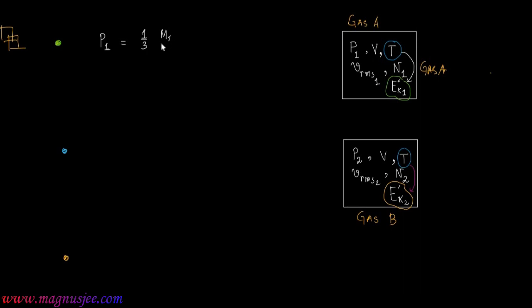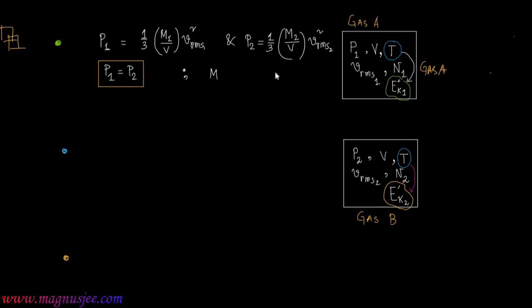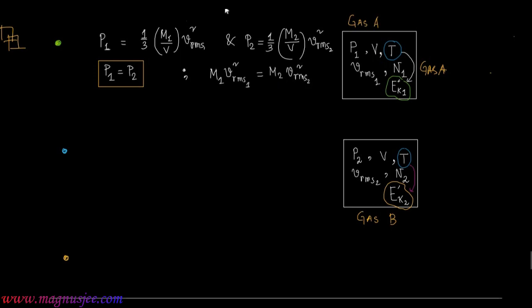Here, pressure P1 is equal to 1 by 3 M1 by V vrms1 square, and pressure exerted by the second gas P2 is equal to 1 by 3 M2 by V vrms2 square. Here, pressure exerted by the two gases will be the same. That's why P1 will be equal to P2 under identical conditions of temperature and volume. Therefore, as P1 is equal to P2, we can write M1 vrms1 square will be equal to M2 vrms2 square.